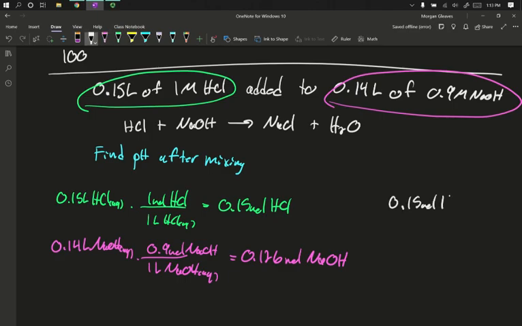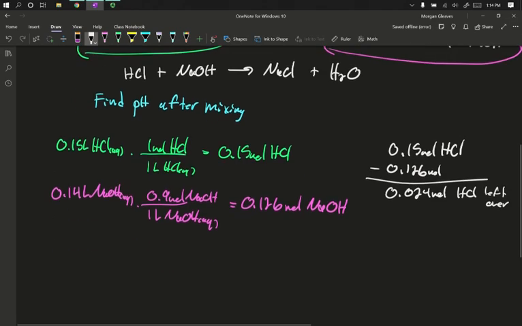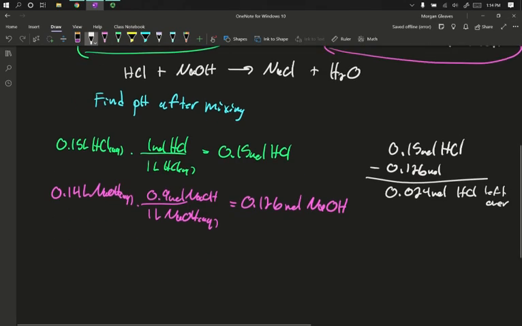0.15 mole of HCl is going to react to lose 0.126 mole from the sodium hydroxide reacting with it, leaving me with 0.024 mole of HCl left over. All the hydroxide reacts with a good chunk of the HCl, but there's a little bit of HCl left over. Well, that's in solution and can be used to find the pH.